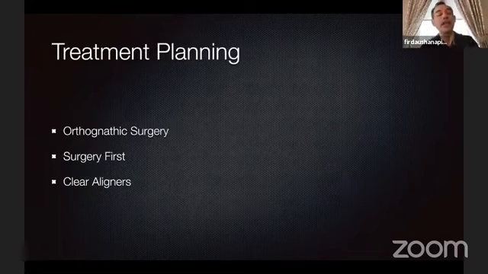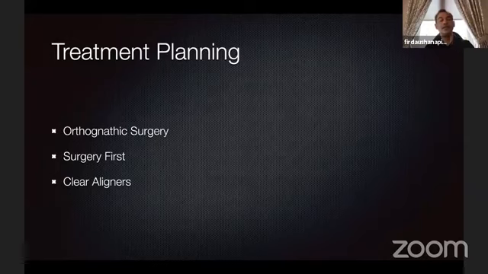So the treatment planning here was to do the orthognathic surgery first and to do clear aligners. Why did we want to do surgery first in this case? Because he wanted to go overseas. He is doing junior college now, and he wants to go to an overseas university. So that is one of the considerations for doing surgery first. The second is he doesn't want to wear braces, so we opted for clear aligners.